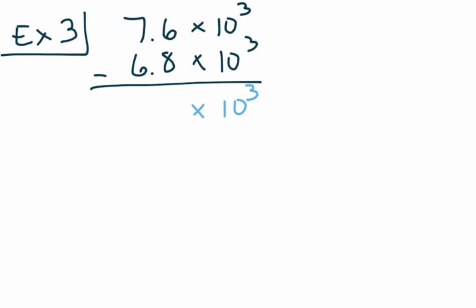6 minus 8, I can't subtract that, so I'm going to borrow 1 from over here. 16 minus 8 gives me 8. Bring down my decimal. 6 minus 6 gives me 0. So I have 0.8 times 10 to the third.